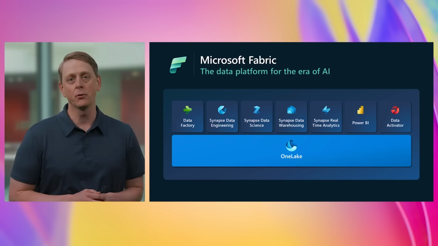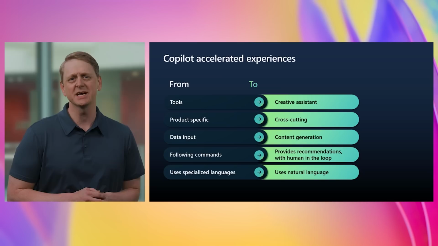With Copilot Accelerated Solutions, we can move away from product-specific tools that require niche expertise to focus on turning your ideas into reality. This lets us move from needing to master complex tools to working with a creative assistant, from being siloed in specific products to working in a cross-cutting experience, and from being focused on manually building artifacts to refining automatically generated content. Most importantly, with Copilot, you're always in control. You decide what to keep, modify, or discard. To see this in action, we're going to take a look at Copilot working in each Fabric experience. Let's start by taking a sneak peek at Copilot in Data Factory.